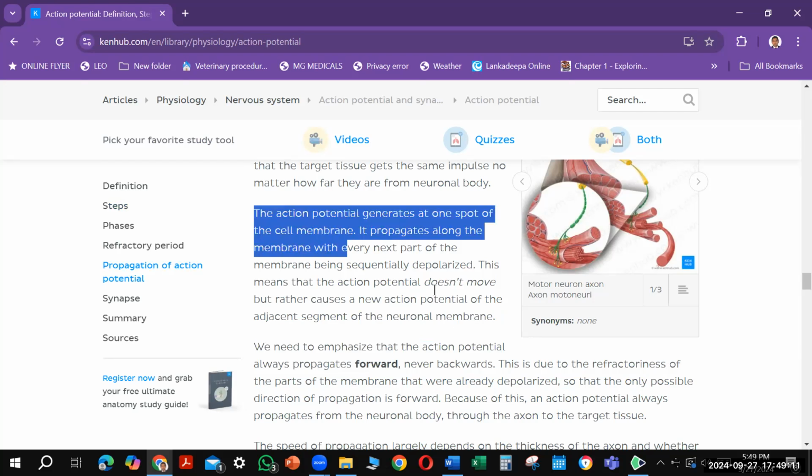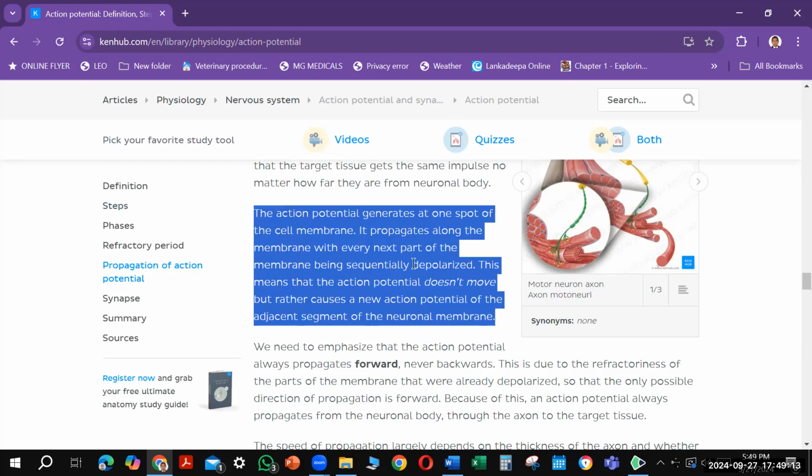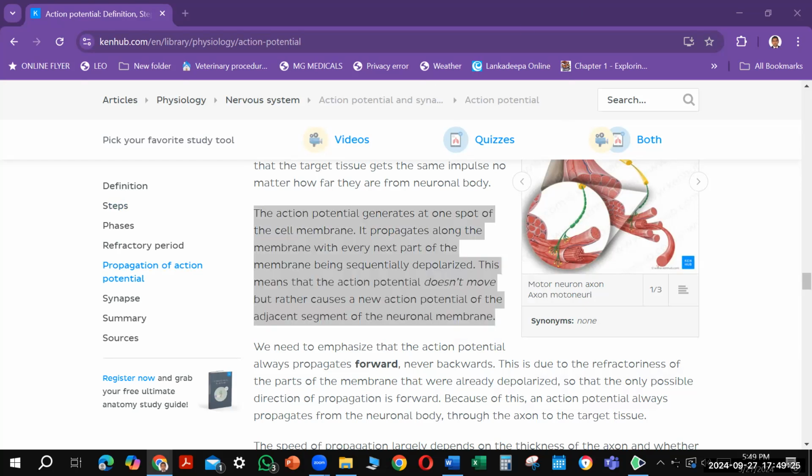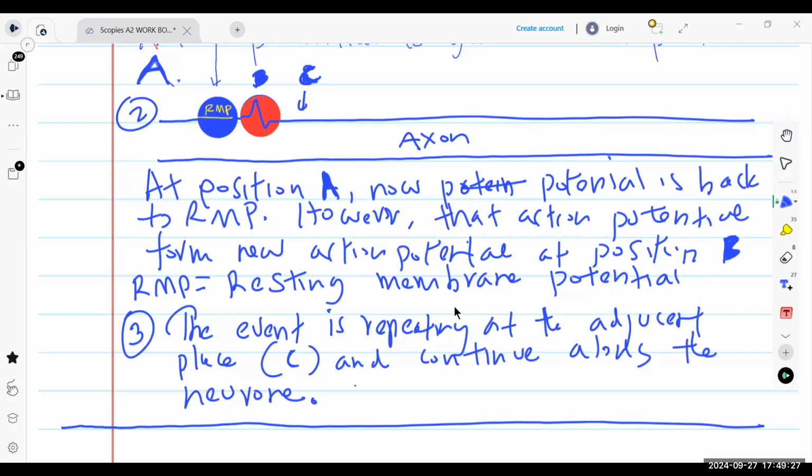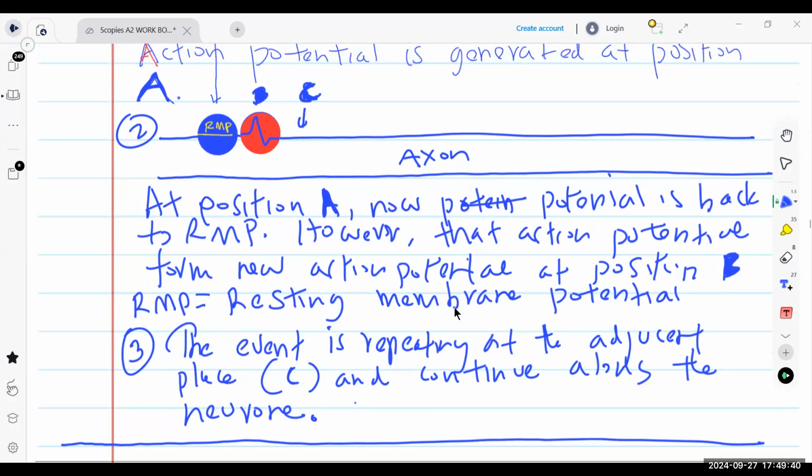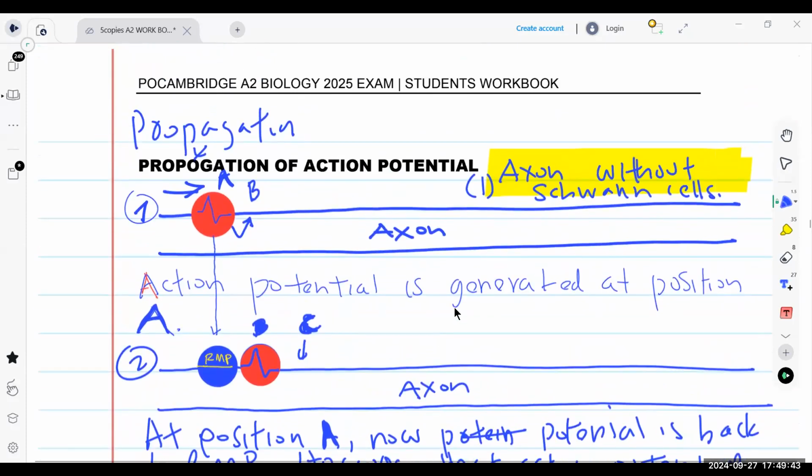Actually, this is the one discussed in this medical website. You can also check other medical websites and places, but we cannot find more than that. We always find only this. So one action potential forms, then it becomes a resting membrane potential, and at the adjacent place a new action potential forms. That's how it is propagated. So this is an axon without Schwann cell.